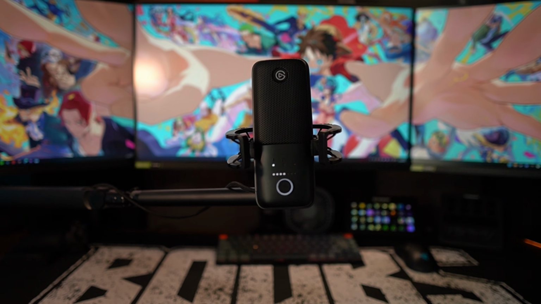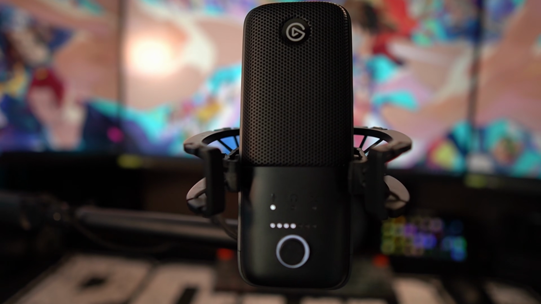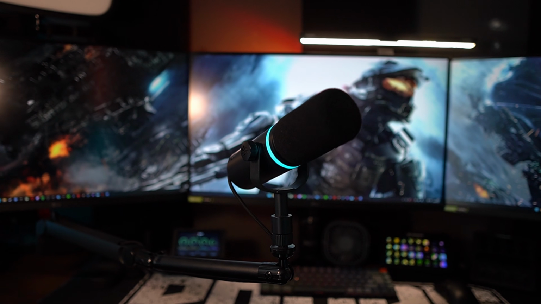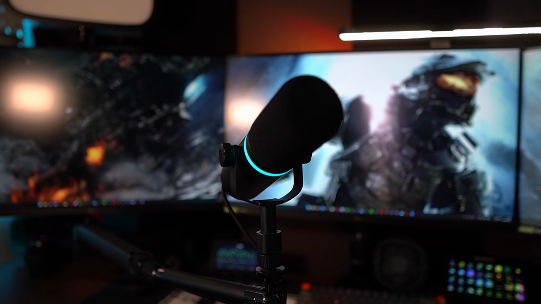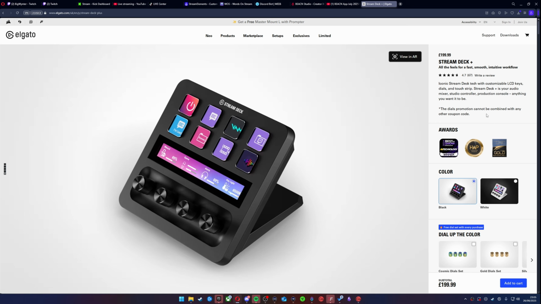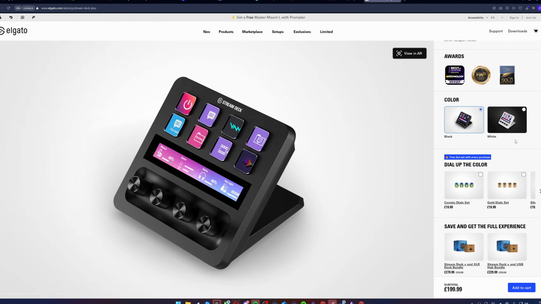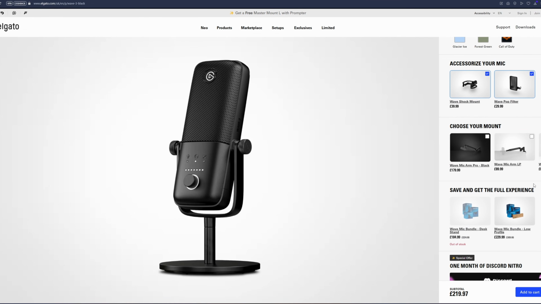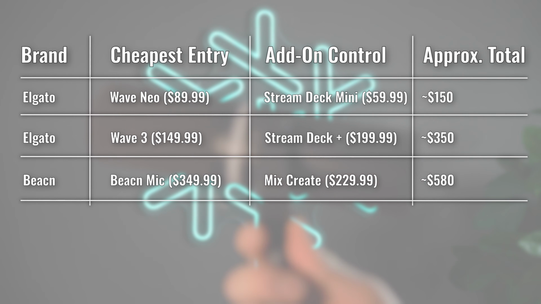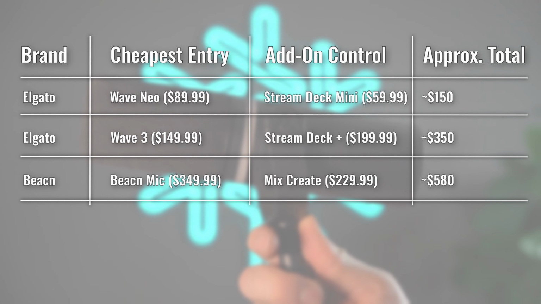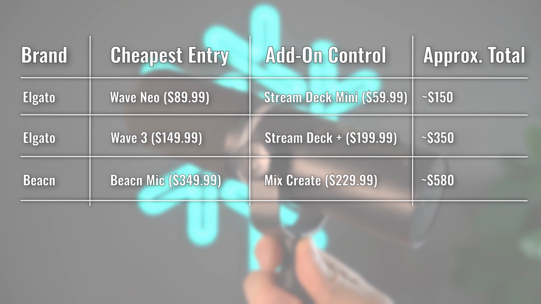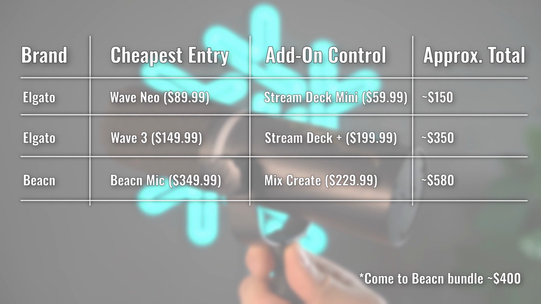So if you want something simple that just works with minimal effort and costs, Elgato wins at USB. If you want more quality and finer control right out of the box and you're okay spending extra, the Beacn mic and Mix or Mix Create gives you that. Although if you went for the pricier USB solution from Elgato, this cost gap does diminish quite quickly. And looking more directly at these costs, the cheapest solution is about $150 from Elgato, the more expensive version comes up to about $350, and the Beacn solution is around $580.